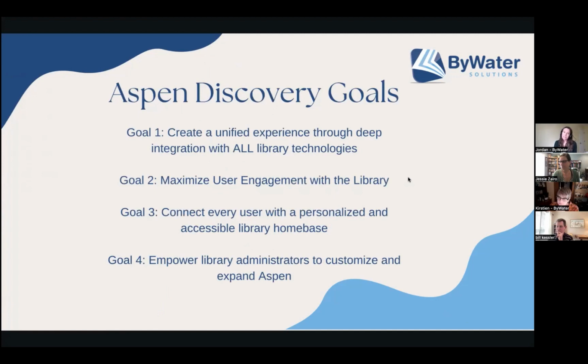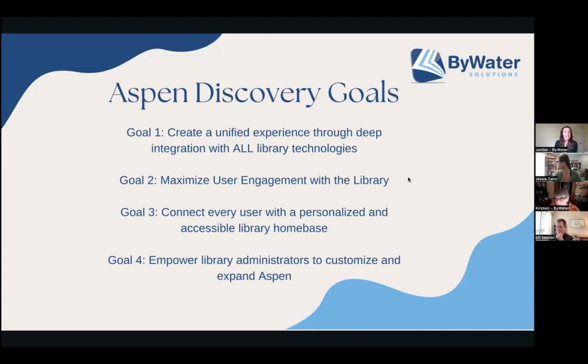So for any Aspen presentation, we like to start by talking about the Aspen Discovery goals. And for our topic today, goals 2, 3, and 4 really all apply. Goal 2, maximizing user engagement with the library. We can't maximize user engagement if we don't have an accessible library website where anyone can accomplish any of the goals that we've set out. And usability, of course, is also a part of that.